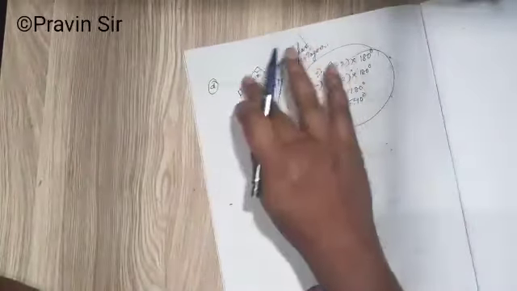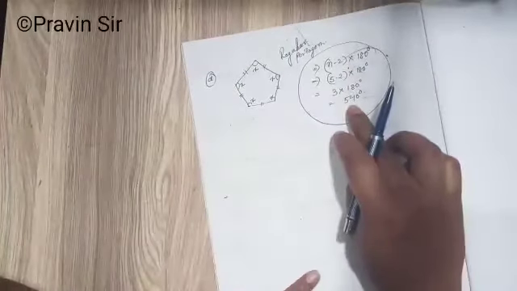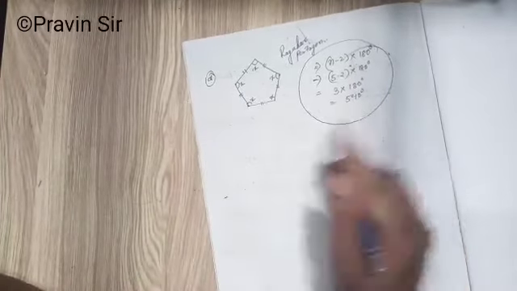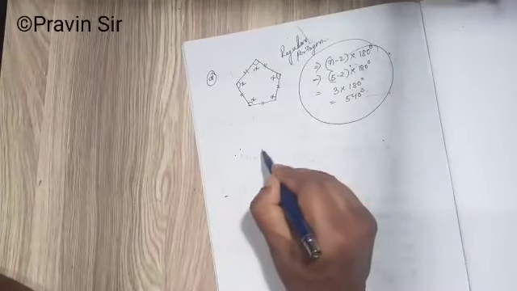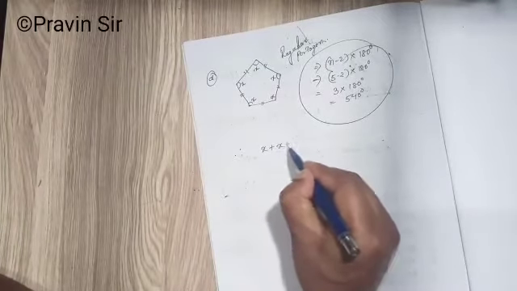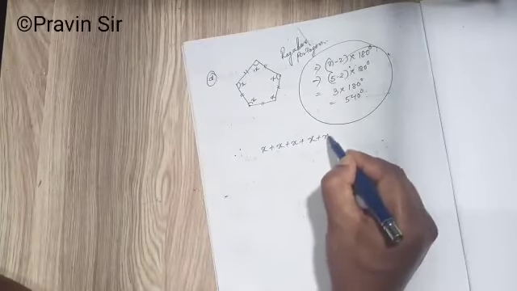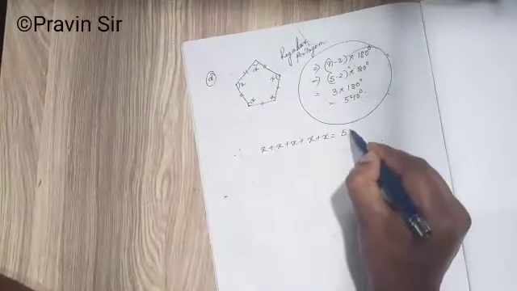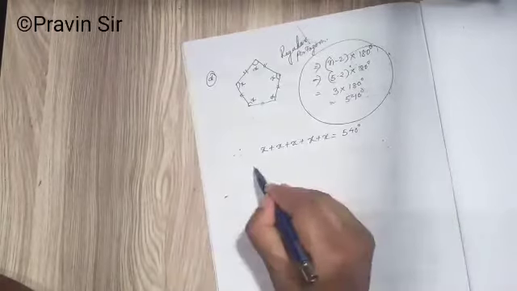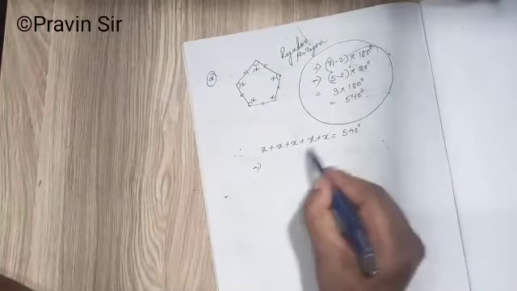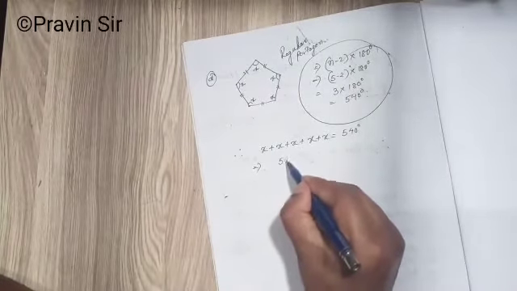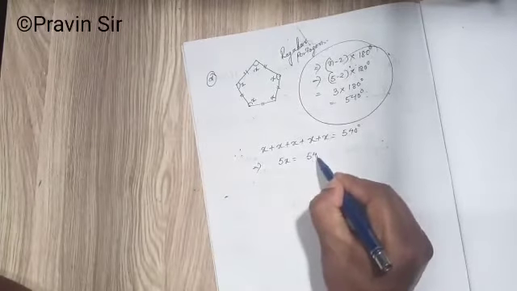Now if we add all the five angles, how much will we get? We will get 540 degrees. Therefore x plus x plus x plus x, 1, 2, 3, 4, and one more x, is equal to 540 degrees. So what does it imply? x plus x plus x plus x plus x is 5x, so 5x is equal to 540 degrees.